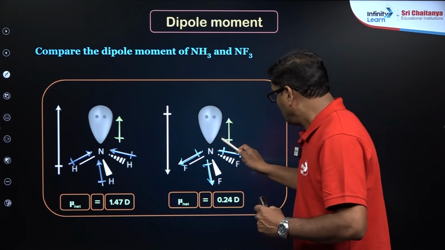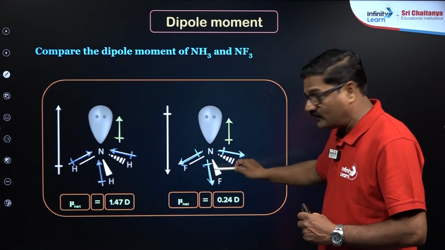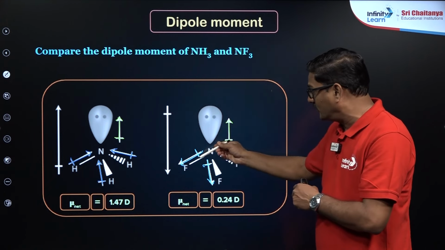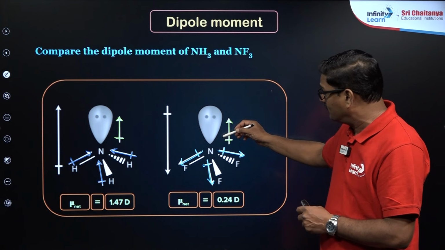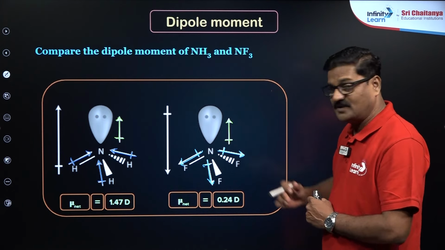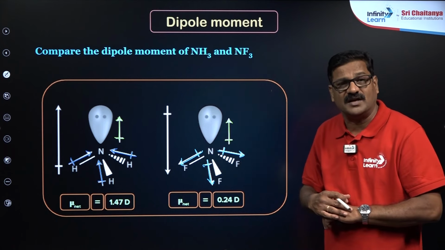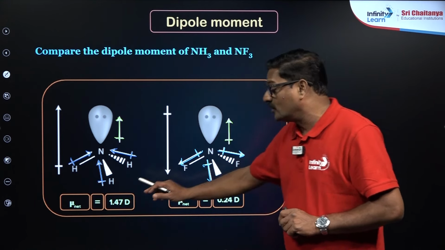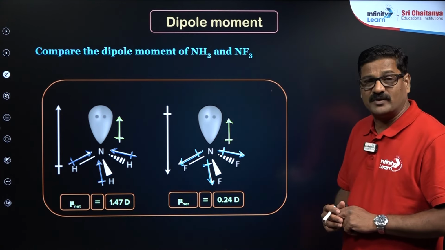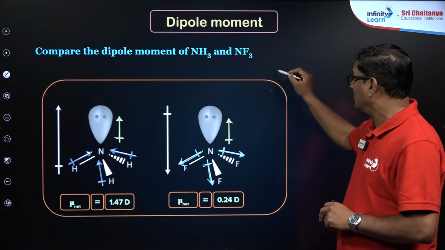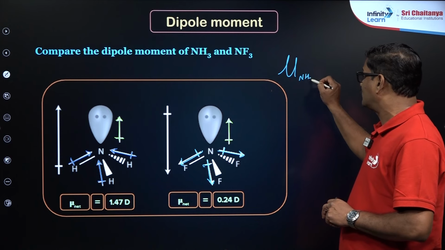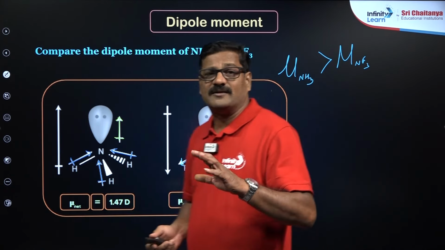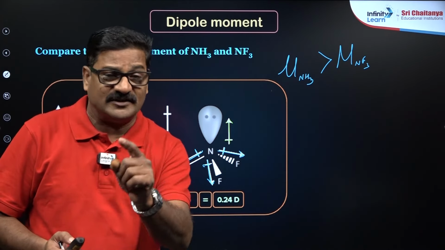Whereas in NF3, fluorine is more electronegative than nitrogen, so the bond moment between nitrogen and fluorine is coming outward as compared to the lone pair moment of NF3. So there is an opposition in the movement of the electron flow. That's the reason why the resultant dipole moment of ammonia is 1.47, and that of NF3 is 0.24. I want to say here, the dipole moment of NH3 is greater than that of NF3. This is a very, very important point, as you can expect NCERT based NEET type of questions on it.